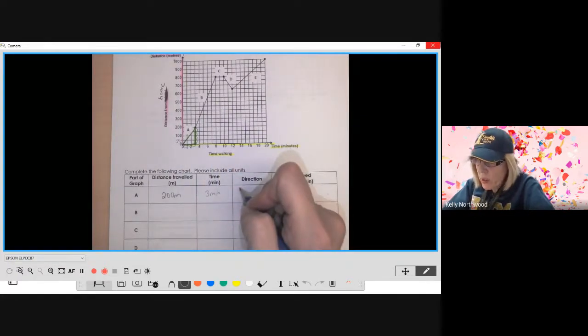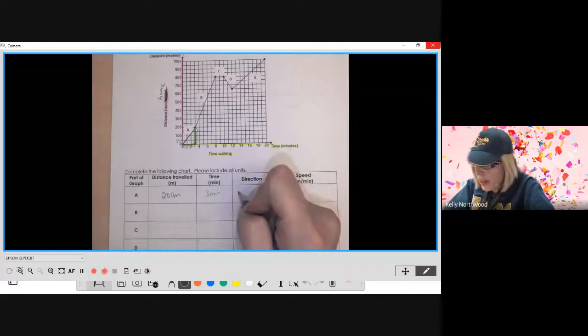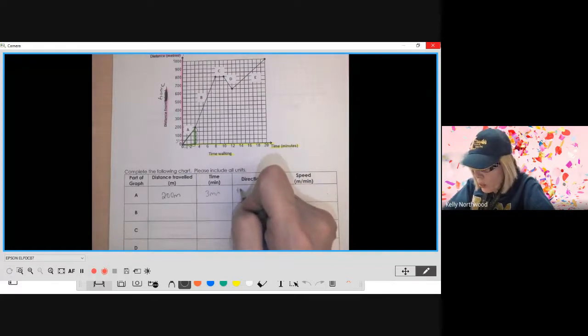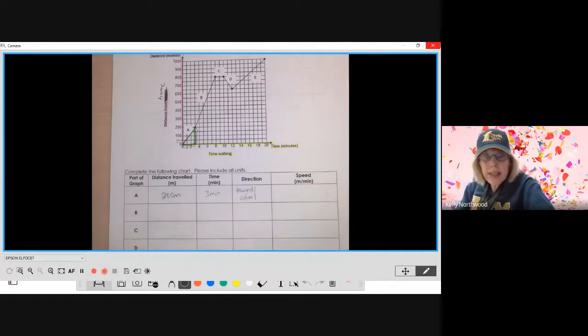Direction, so you can either say away from home or towards school, they're both correct, okay? I'll write towards school. As long as it makes sense and it's what's happening, you're good.